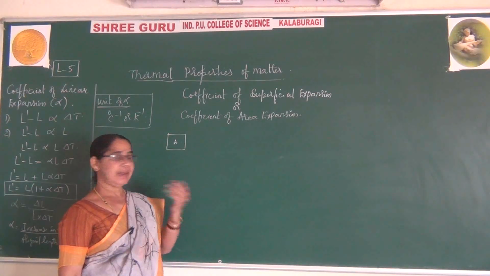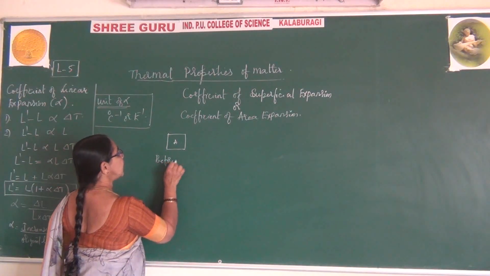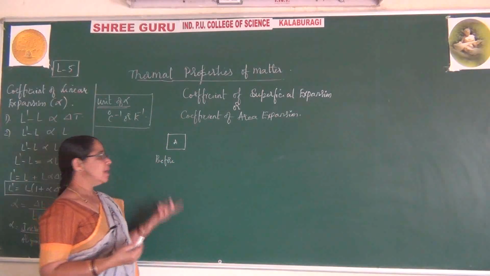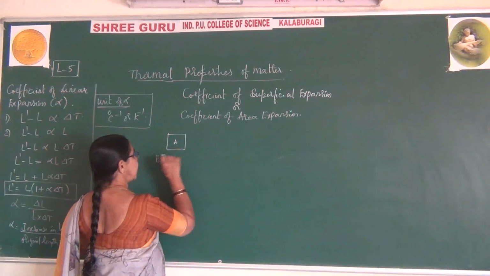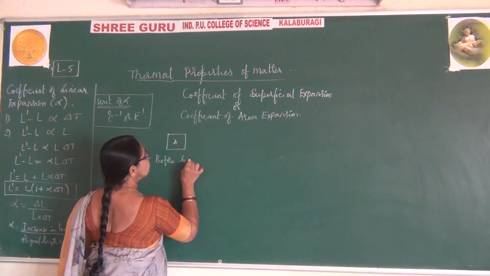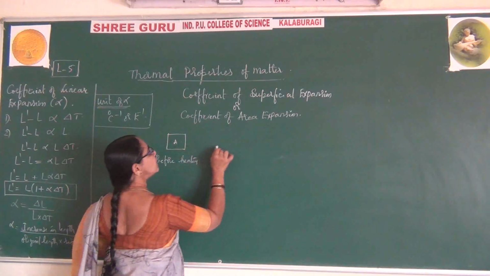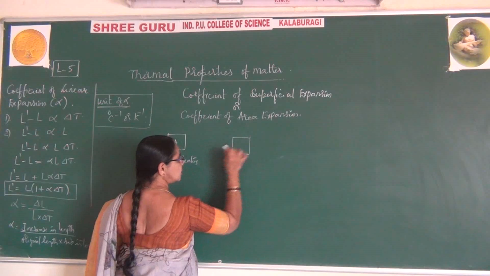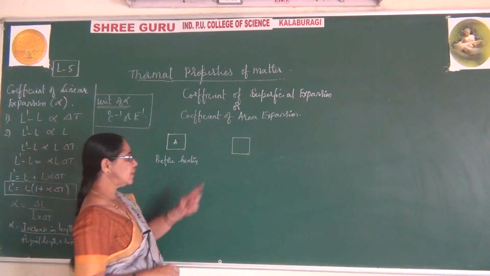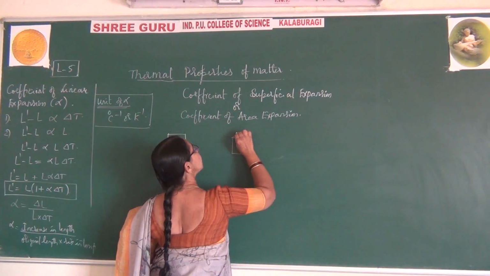So this is before heating. You can also write S for surface area, or you can write A. Both are correct. So here I have written A before heating. And if I heat this, after heating the area of this one block, the metallic plate, will increase like this.